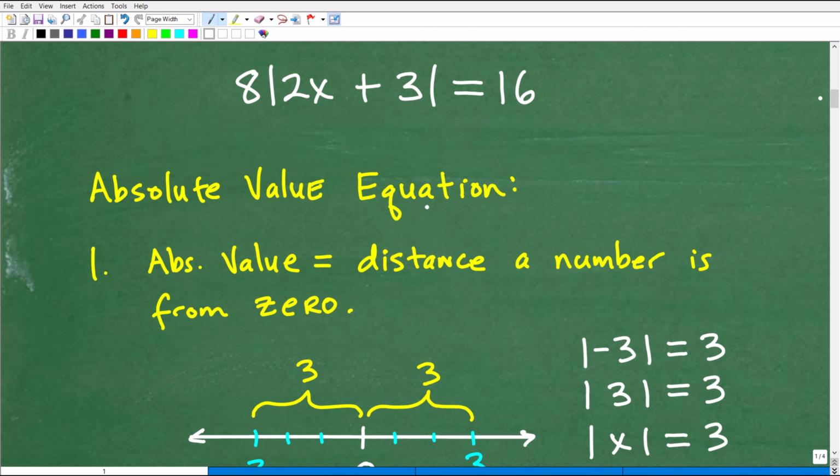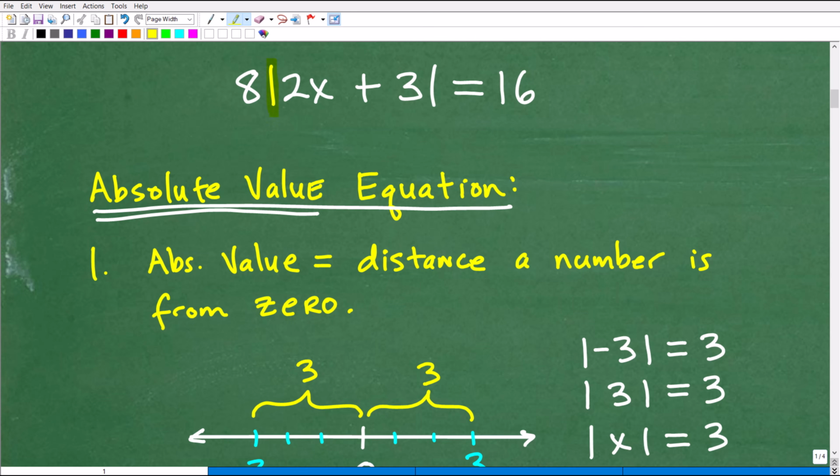Okay, so let's go ahead and quickly review absolute value, some concepts that we need to know, and then we'll get into the actual steps here to solve an absolute value equation. All right, so the first thing is this. When we're talking about absolute value equations, we first need to review what absolute value is.